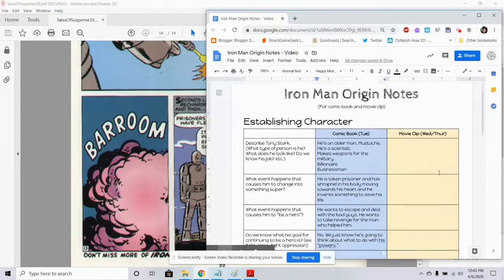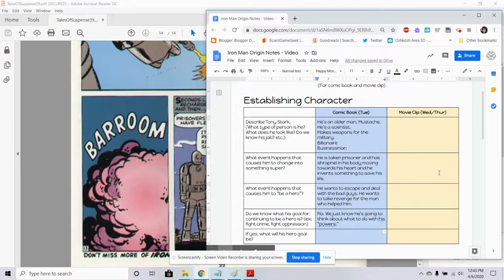So tomorrow we're going to look at some movie clips and we will talk about those notes. And then this might be a 2-day activity. And then I'm going to have you do a quick compare and contrast at the bottom of your worksheet. If you have questions, please email me and let me know how I can help you.